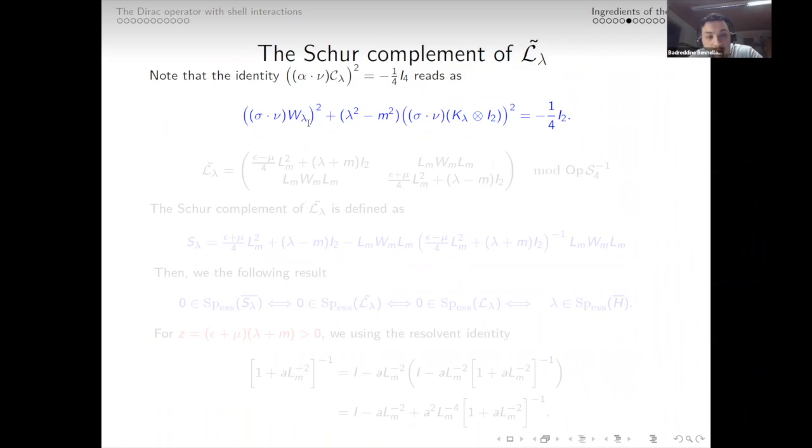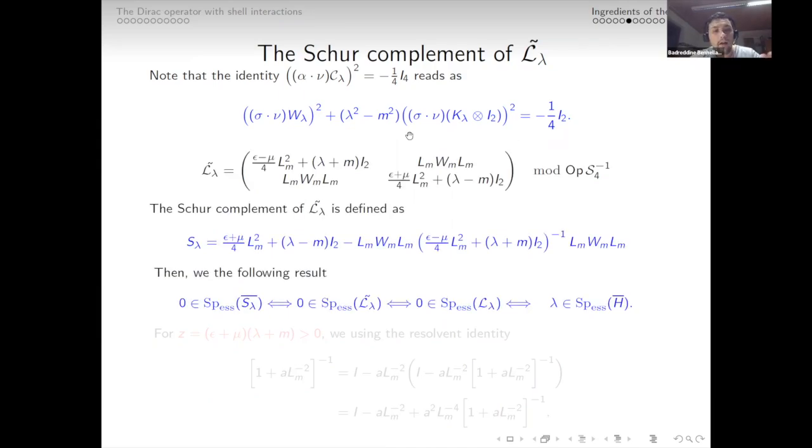And note also that when you take lambda equal to plus or minus m, and in the following I'm always going to take m, we will have this operator squared equal to -1/4. And in fact, in the argument that I'm going to show you now, in the computation, we can take lambda equal to m. So for simplification, I'm going to take from now lambda equal to m, that is, for L, W, and K.